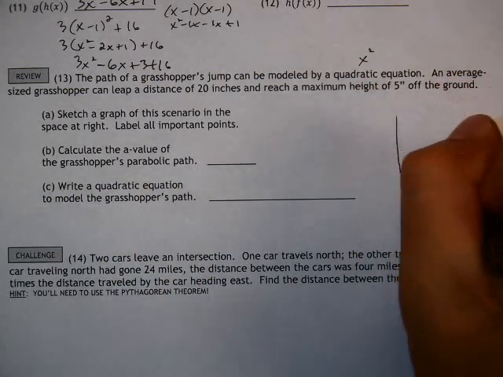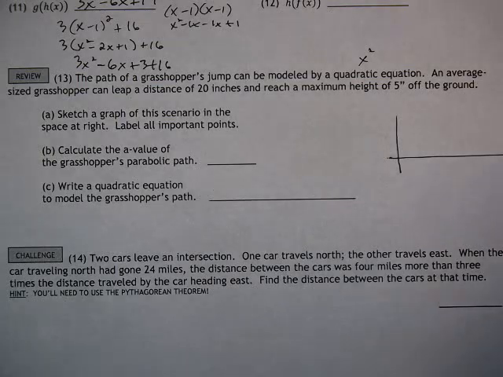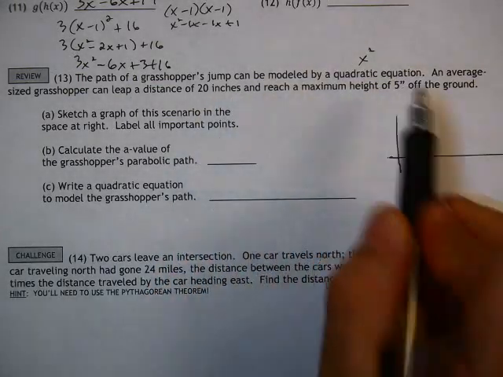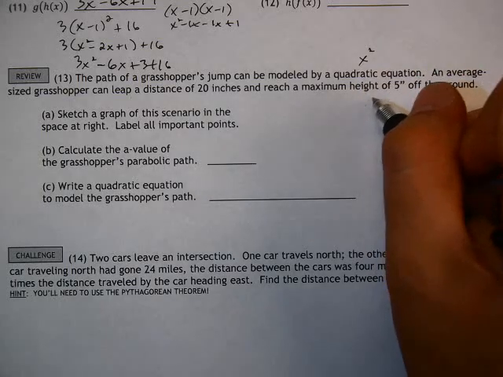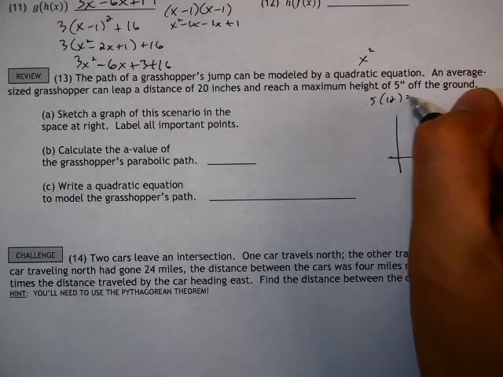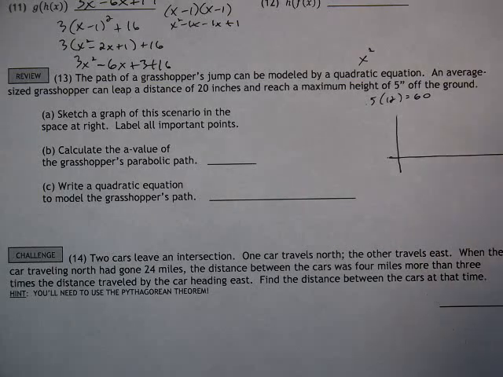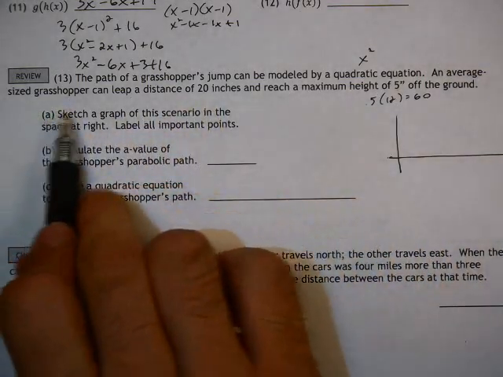Now, one tricky thing here, because of the numbers, it gave me 20 inches, but then 5 feet. I'm going to go ahead and convert this. I want to see that in inches. So I'm going to take 5 feet times the 12 inches. That gives me 60 inches off the ground. So the grasshopper can leap a distance of 20 inches.